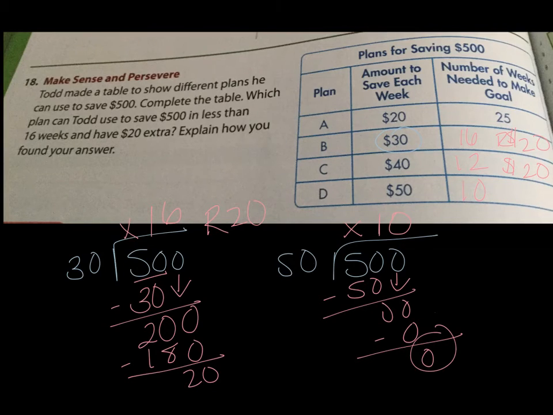Now, our question asked that it takes less than 16 weeks and you have to have $20 extra. That is only done in our Plan C. Plan B takes 16 weeks, so it's not less than 16 weeks, and you have 20 left over. But Plan C is 12 weeks, which is less, and $20 left over.